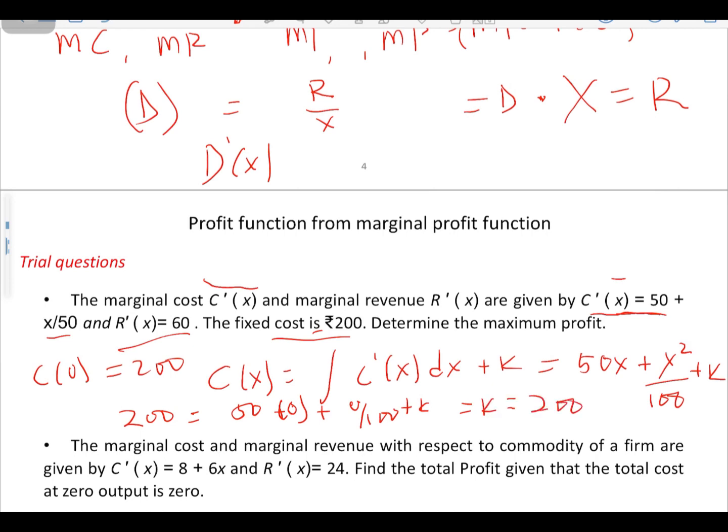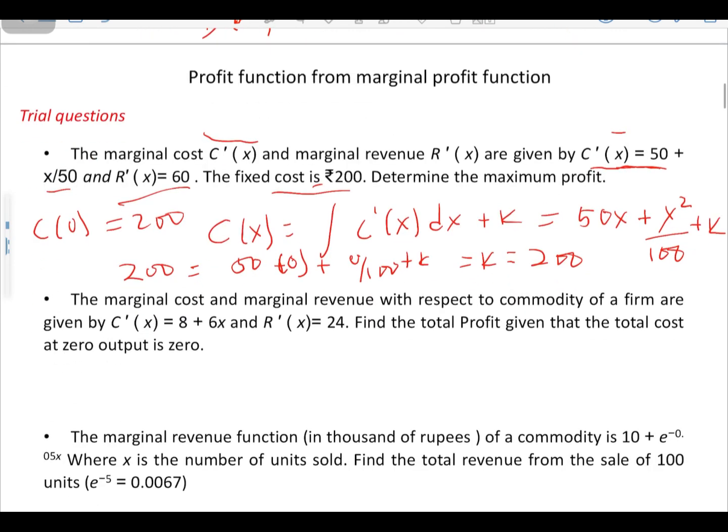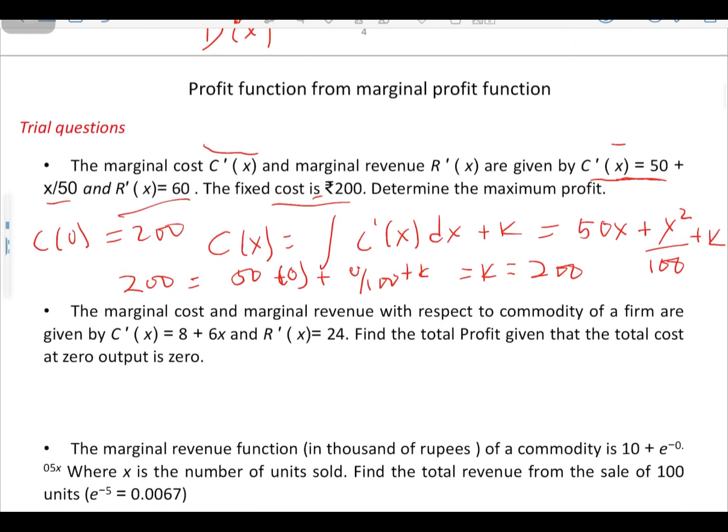200. So if your k is equal to 200, what are you supposed to do? You bring it back into the original function. So you have 50x plus x squared over 100 plus 200. Now that's our cost function.